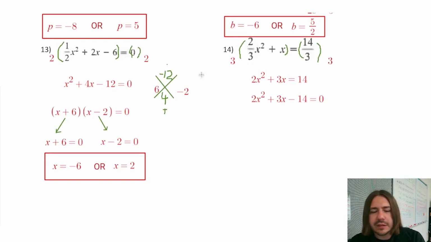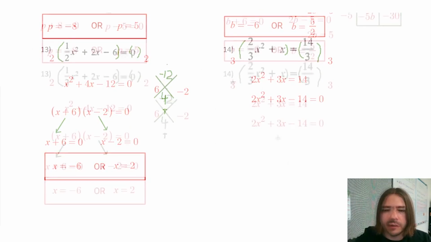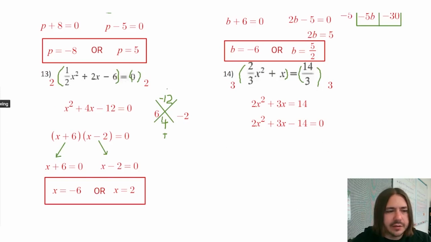Okay, number 14 is the last problem here. We already got it started, so at least it's ready to start solving. Let's go ahead and set up our little X box method here. Negative 14 times 2 is going to be negative 28. And then we've got 3 as our sum that we need.